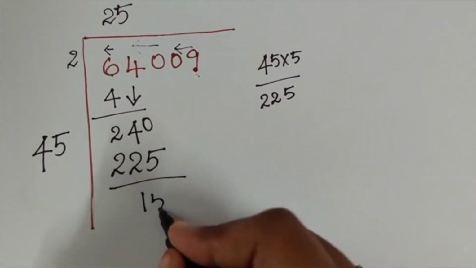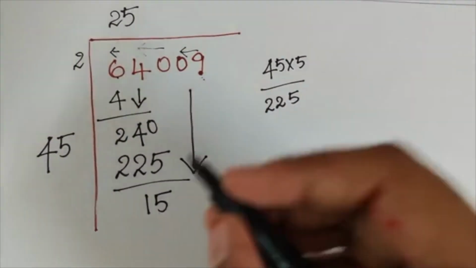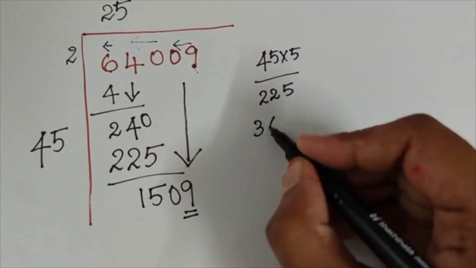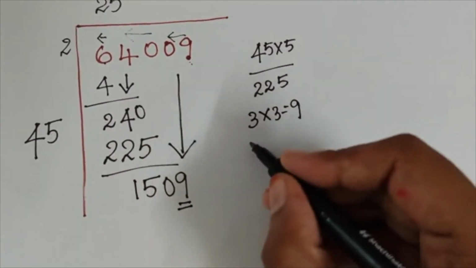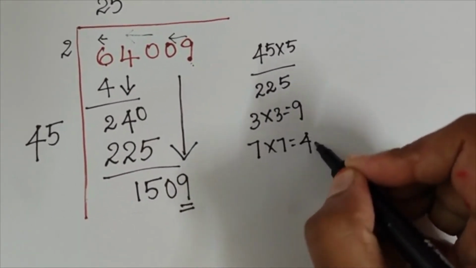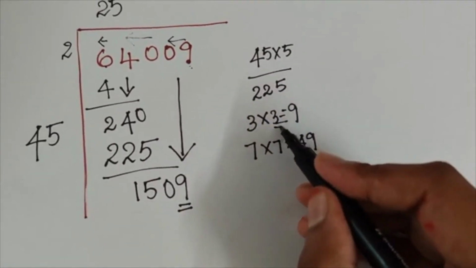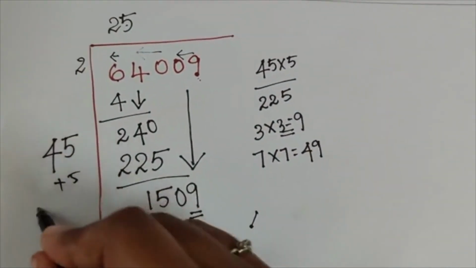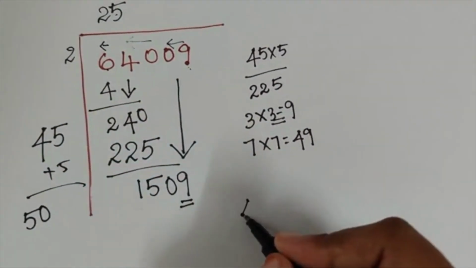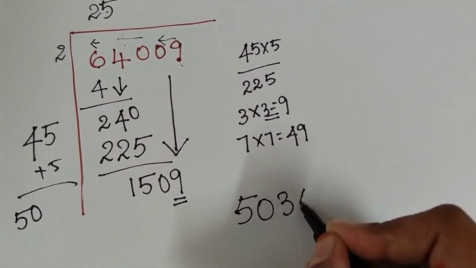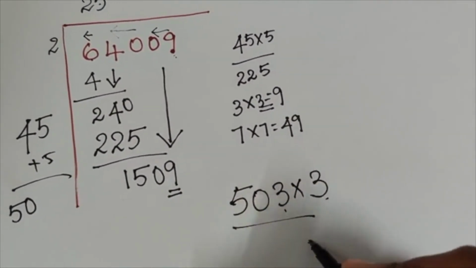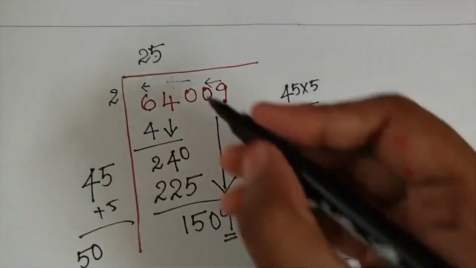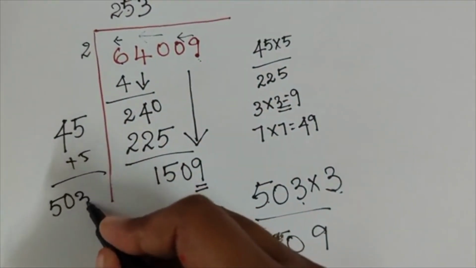225 and the remainder is 15. Let me bring the next pair, which is 09. So here we have unit digit as 9, which is only possible for 3 3s are 9 and 7 7s are 49. So let us go with 3 3s are 9. Here 50 plus 3, we get 503. 503 into 3. 3 3s are 9, 3 zeros are 0, 3 5s are 15. So the answer is 1509. 3 times. Here also 3 times.